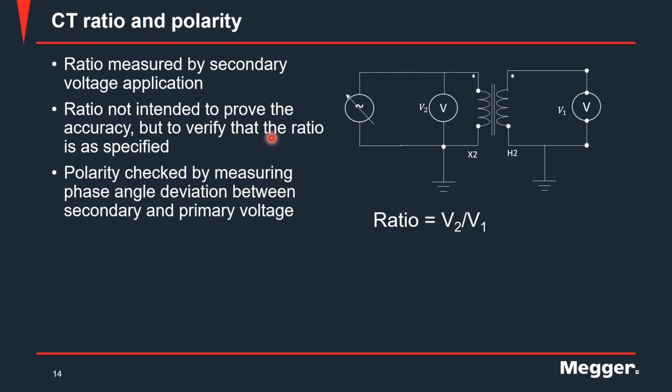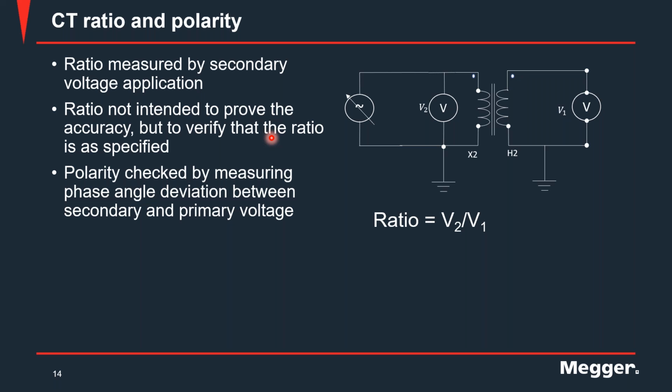When you test out in the field, the main objective of doing this test is to verify that it is what it says on the nameplate. We don't care so much about accuracy. Well, we need to make sure that it's within the limits, but it doesn't need to be as accurate as it would need to be when the manufacturer is doing it out in the factory.